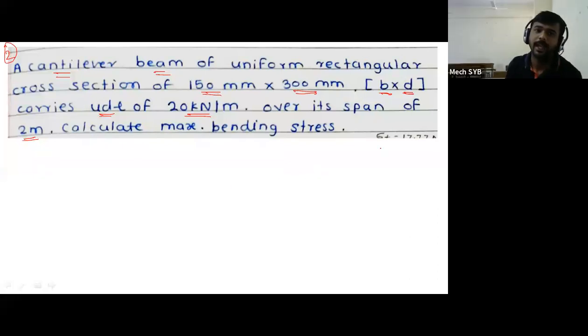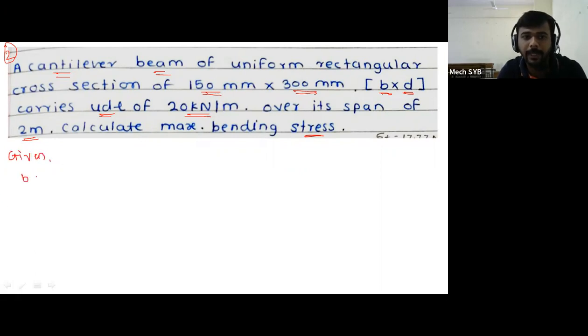So the cantilever beam with UDL on the entire span. Case number 4. Calculate the maximum bending stress. The same problem is there, whatever we have solved in the previous one. So first of all, write down all the given parameters.